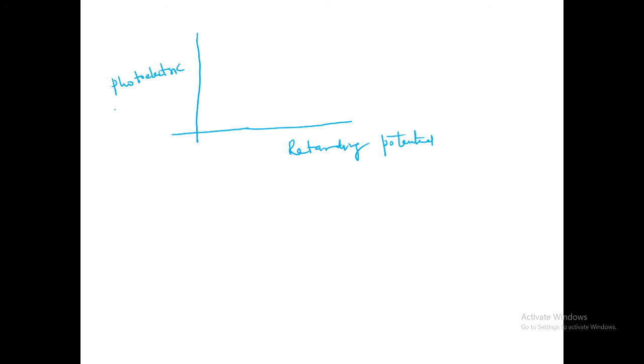So from this discussion I am going to plot certain graphs and what their meanings are. Suppose we have taken here retarding potential and this is photoelectric current. On the y-axis we have taken photoelectric current. So the situation will be like this.